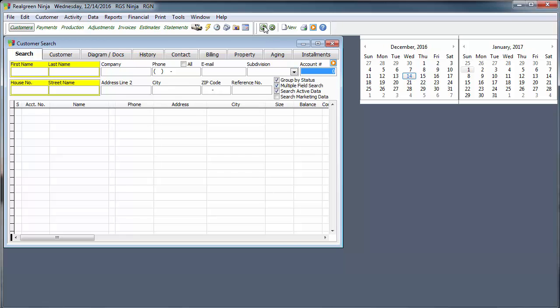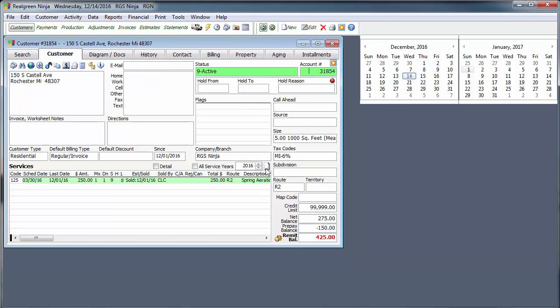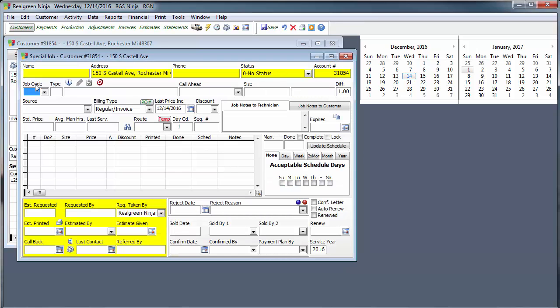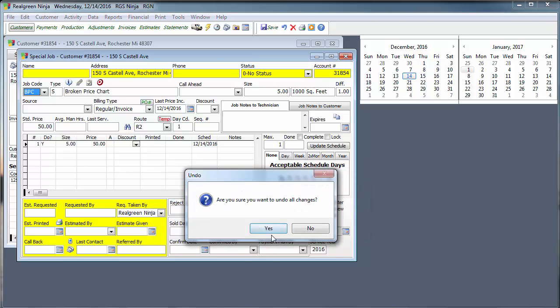Let's say we go to a customer account here, and this customer has a size of 5,000 square feet. I click on add special job, hit my drop down, and add my broken price chart service. I actually created a service in the broken price chart specifically for this video, and you'll see the price comes in at $50, and that's what I would expect. I'm like, okay, yep, that's what my price chart says 5,000 square feet should be. And we're going to go ahead and close that out.